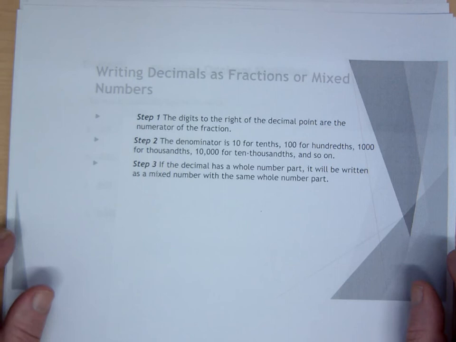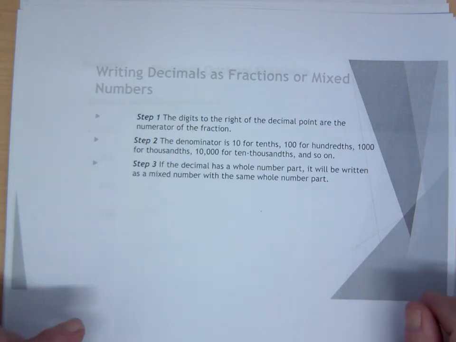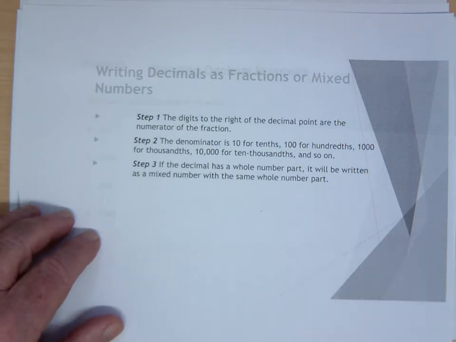And we have to change decimals sometimes into fractions or mixed numbers. So the digits to the right of the decimal point are the numerator of the fraction. The denominator is tens, hundreds, thousands, 10,000, so on and so forth. And if the number has a whole part, that's written as a mixed number, and the fraction is written the way that we talked about.